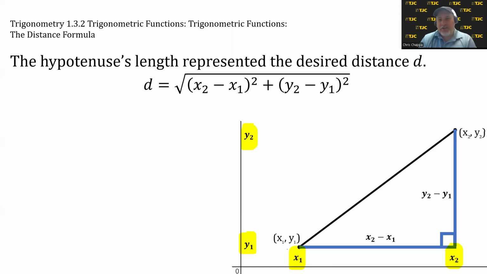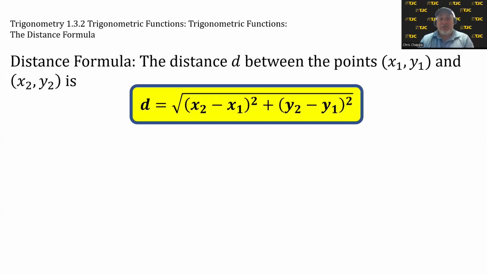The hypotenuse's length represents the desired distance, d, so our distance formula is d equals the square root of the sum of the squares of the differences of the coordinates. Listen to that again. The distance is the square root of the sum of the squares of the differences of the corresponding coordinates. I know it's a long prepositional phrase, but it describes it perfectly.